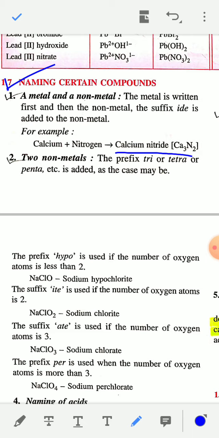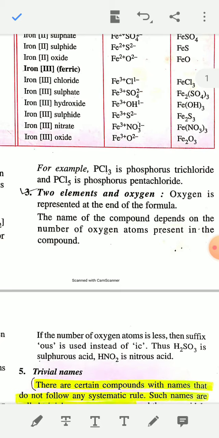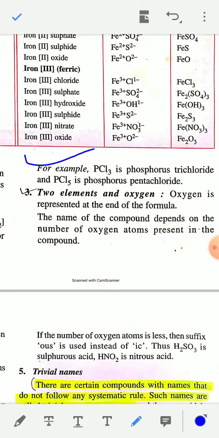When the compound is formed by two non-metals, prefixes like di, tri, tetra or penta are added to represent the number of atoms. For example, PCl3 and PCl5. PCl3 means phosphorus trichloride. Tri means 3 and chloride means Cl. So PCl3 is phosphorus trichloride, and PCl5 is phosphorus pentachloride.